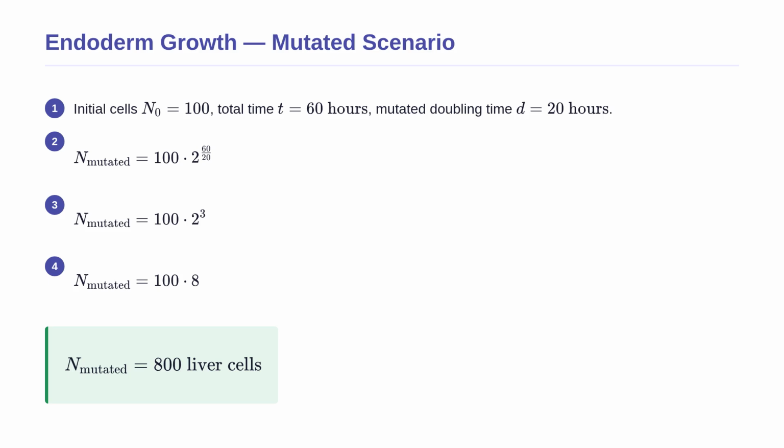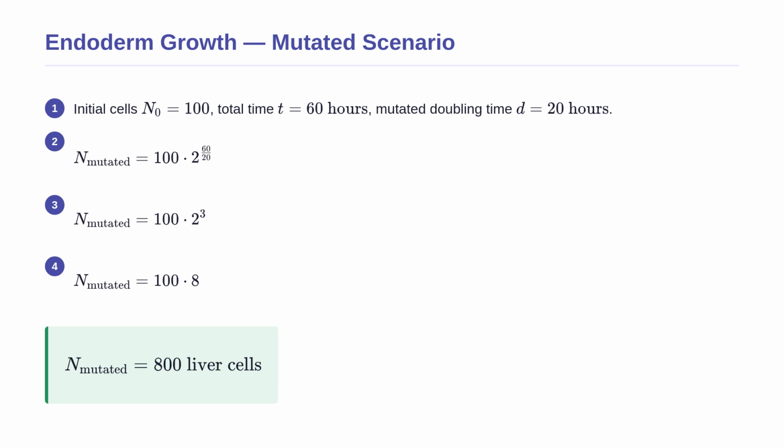Having established our healthy baseline, let us see what happens when a genetic mutation slows down cell division. In this mutated scenario, the endoderm cells have a sluggish doubling time of 20 hours instead of 10. The initial cell count remains 100 and the time window is still 60 hours. We substitute the new doubling time of 20 into our formula.